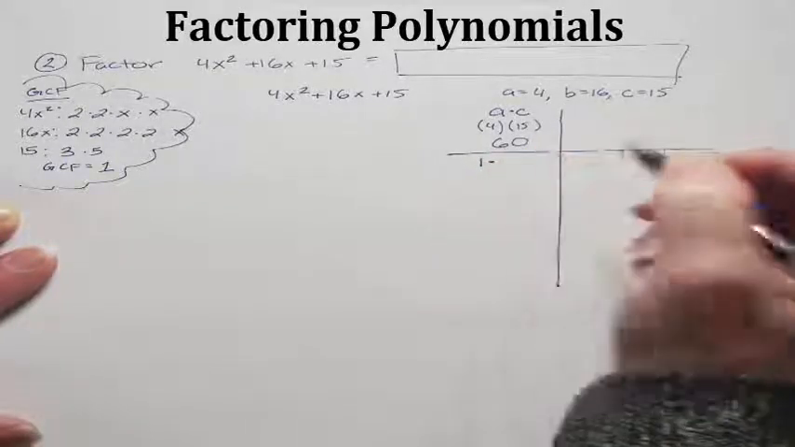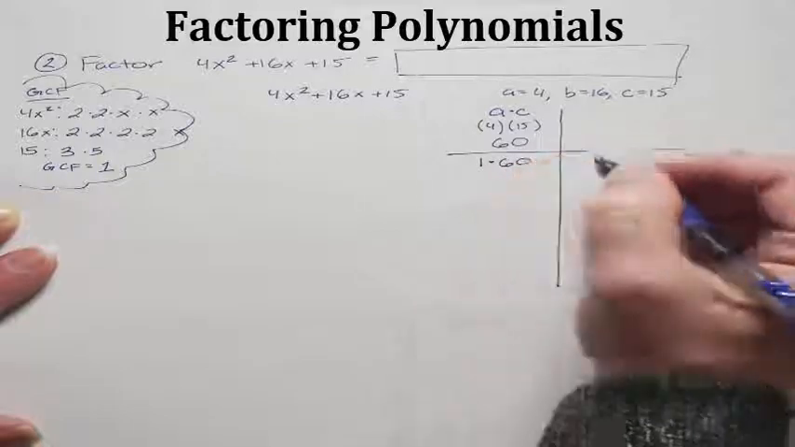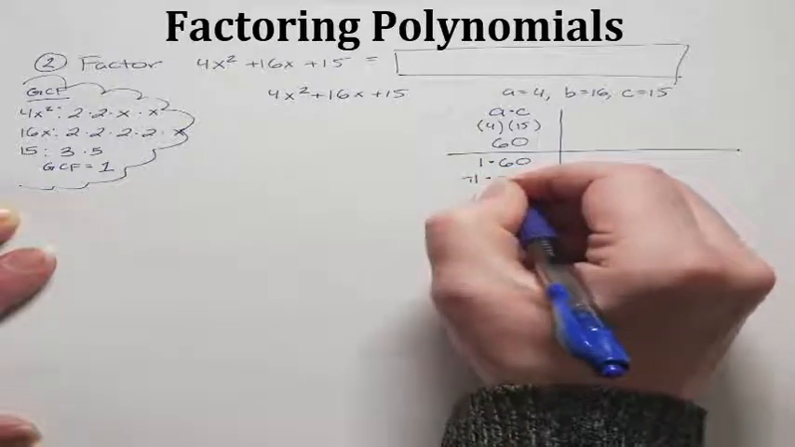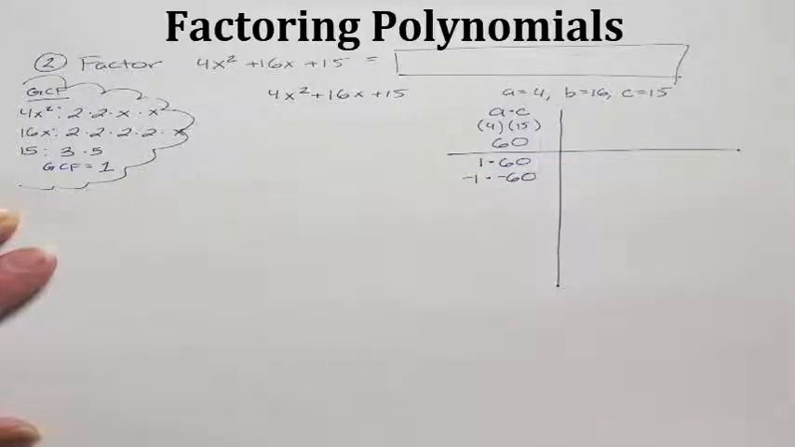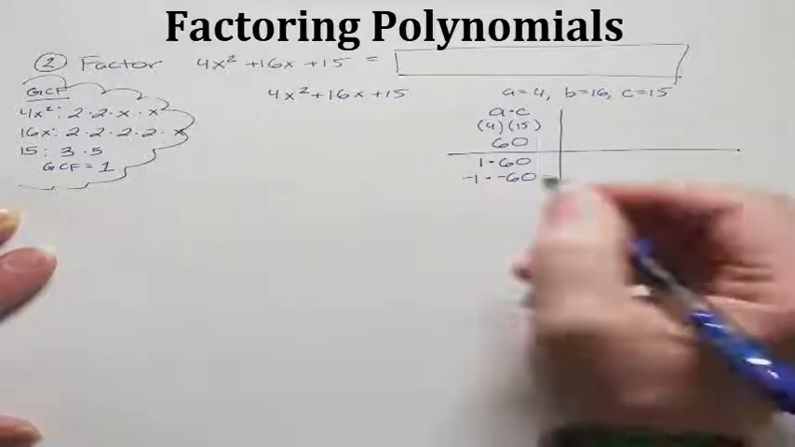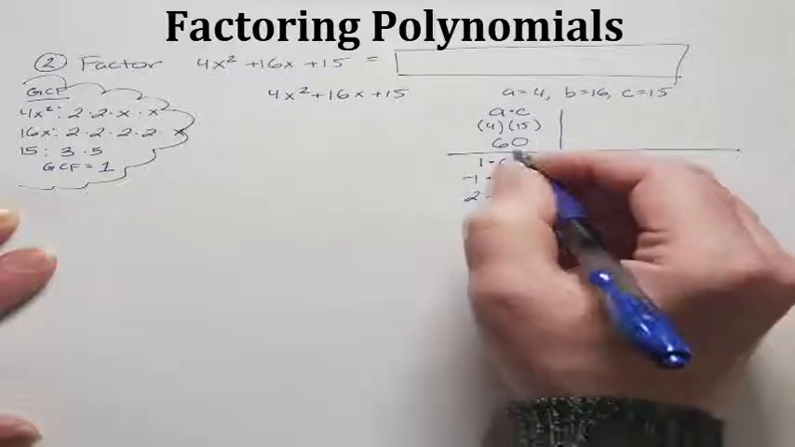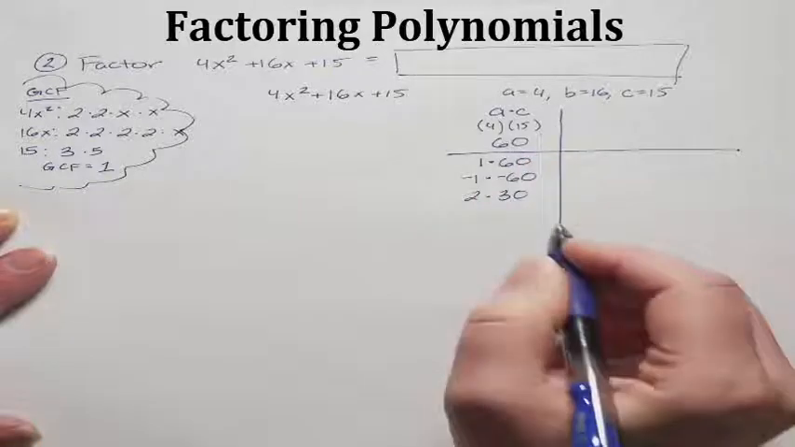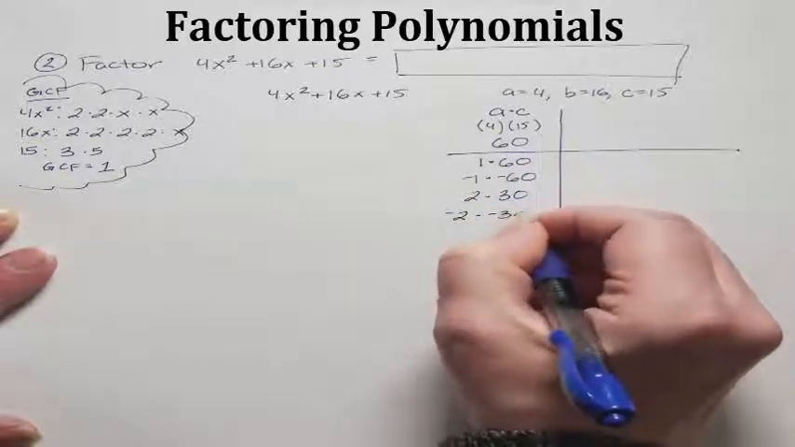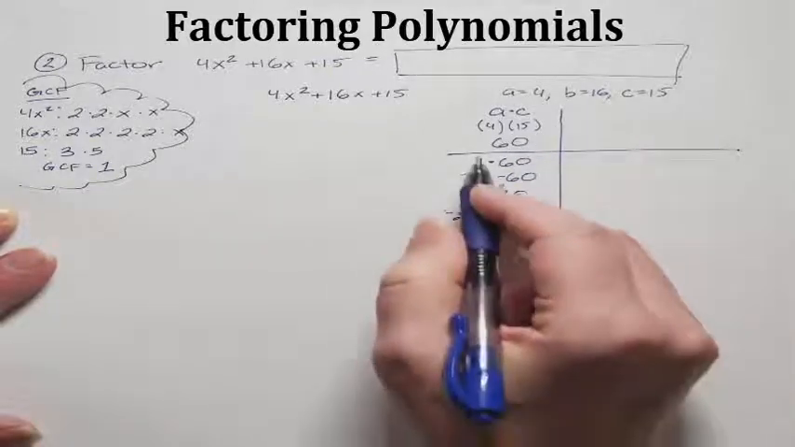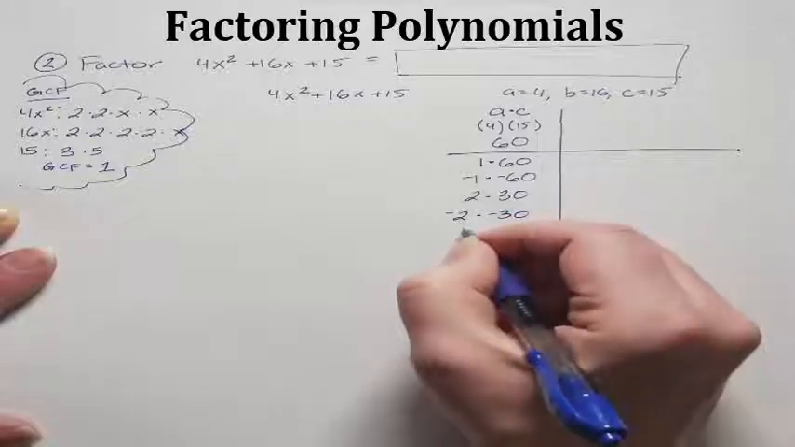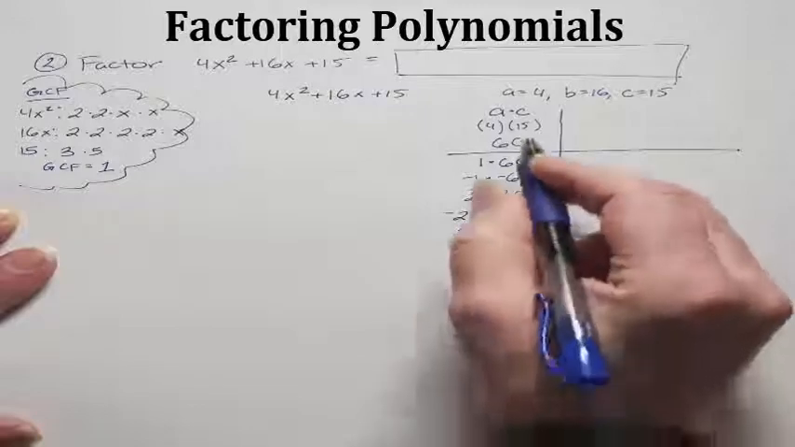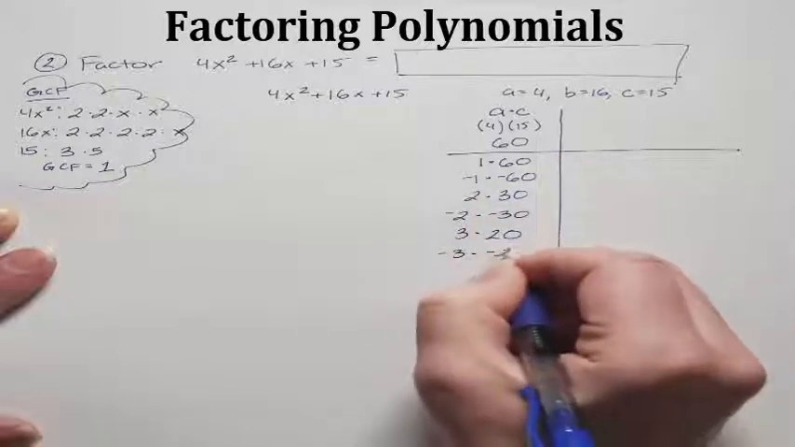Start with 1. 1 times what gives me 60? 60. Now a positive times a positive gives me a positive. I also know that a negative times a negative will also give me a positive. There's my ones. Now I need my twos. 2 times what gives me 60? 2 times 30. Positive times a positive gives me a positive. A negative times a negative will also give me that positive. There's my ones, my twos. Now I need my threes. 3 times what gives me 60? That would be 20. That's my positives. Now I need my negatives.